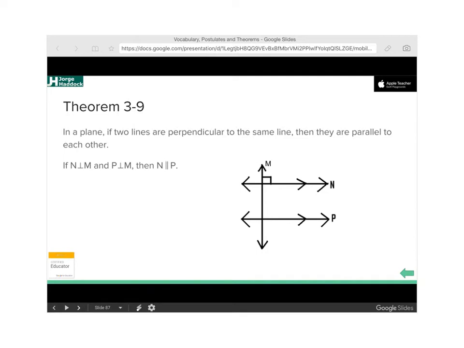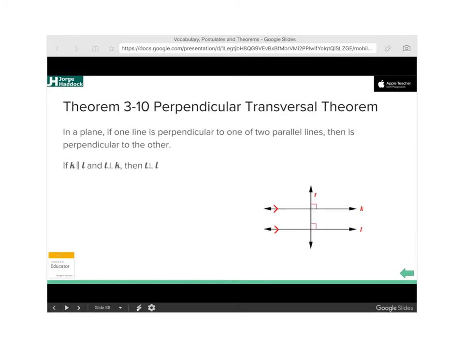My next one, perpendicular transversal theorem. In a plane, if one line is perpendicular to one of two parallel lines, then it's perpendicular to the other one. So if K is parallel to L and T is perpendicular to K, that means that T is perpendicular to L.